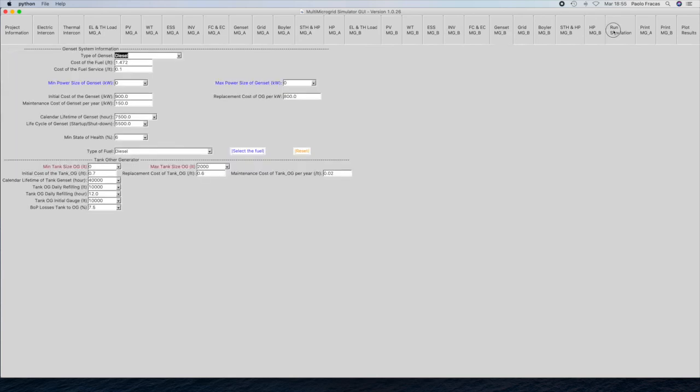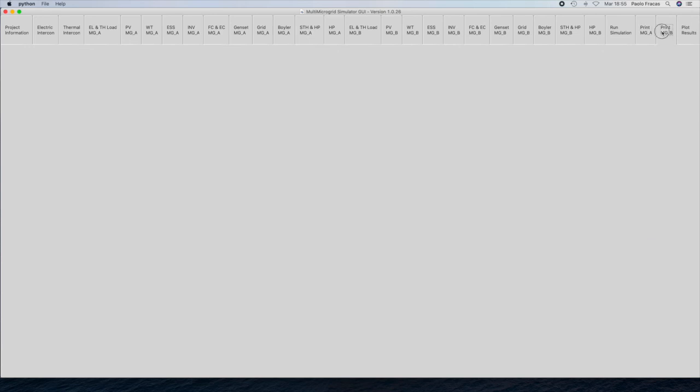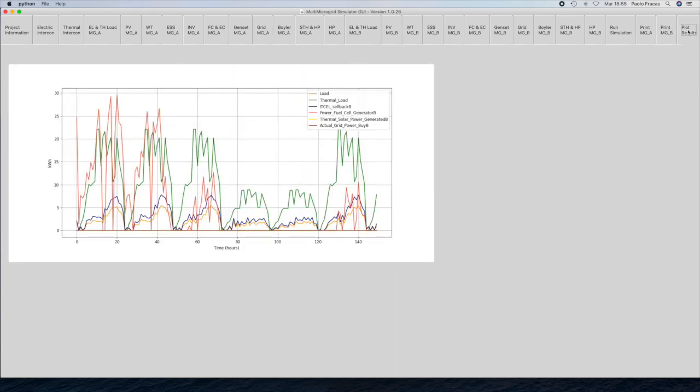And finally, we move to define our objective for the optimizations. We save the parameters, and then we can launch two different types of optimization. If we want to identify the best design and the best location, we click here. Otherwise, if for a specific configuration we want to identify the best operations, we can click here. And results are printed here for the two microgrids. In addition, we can show multiple variables with a plot in this page.